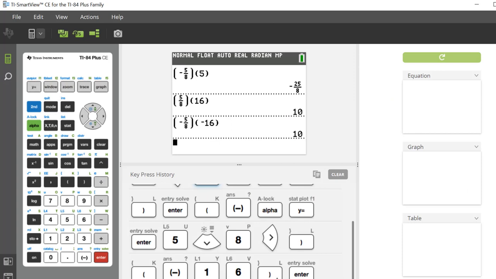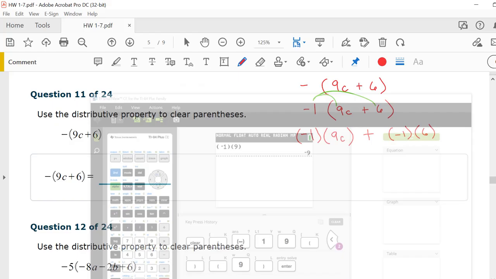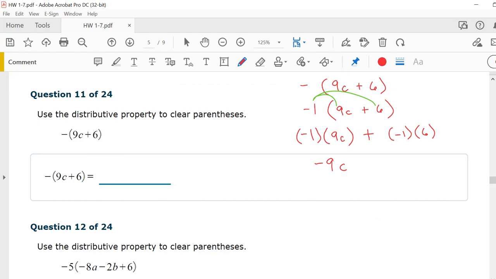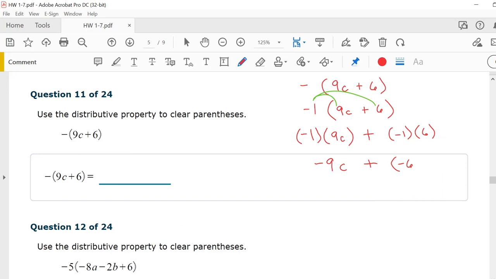on the calculator. Negative 1 times 9 is negative 9, so I get negative 9C plus negative 1 times 6 is negative 6. Now, I'm pretty sure it would accept negative 9C plus negative 6, but I want you to notice, instead of writing plus a negative, I'm going to write that as negative 9C minus 6.